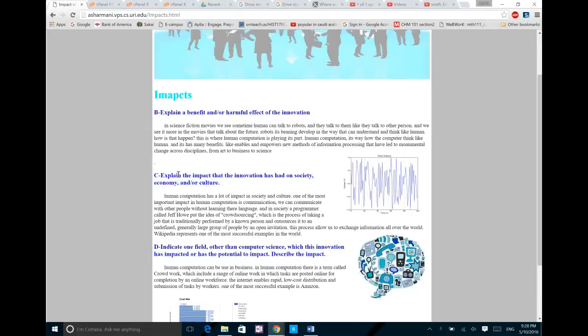Does it have a huge impact on society or economy? Yes, it does. One of them, in my opinion, is communication. Let us say that you have a dear friend from China. We can make the program learn the language. So when you speak to them using, for example, Skype, it can translate what you are saying into Chinese, so your friend can understand. In this way, you don't have to learn the language.